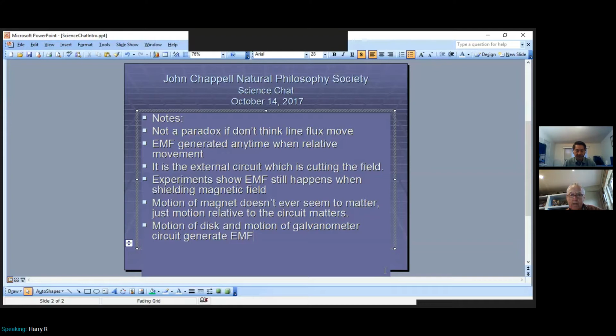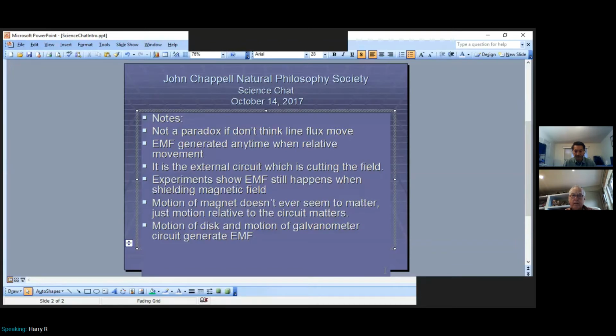Well, why don't you start with Faraday and not confuse the issue? Well, I'm just asking, does that explain? Faraday didn't say there was a paradox. Faraday never said there was a paradox. He had a solution. His solution was that the lines of force didn't move when the magnet rotated. Okay, that was his solution. He didn't say there was a paradox.